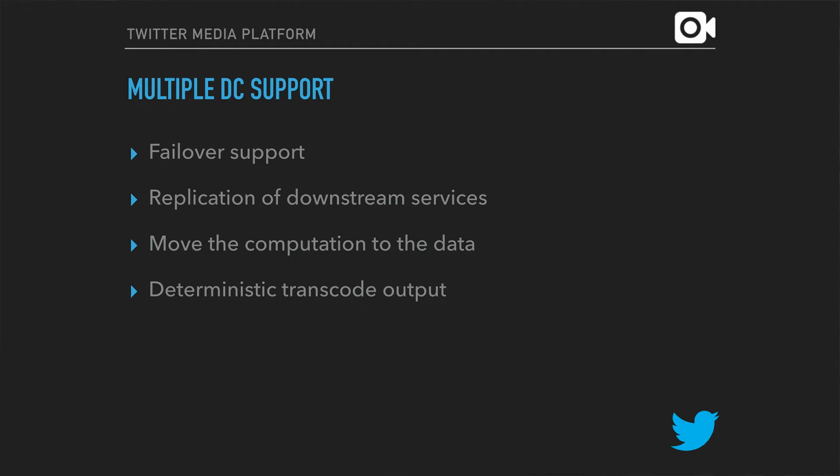We depend on our downstream services, the metadata storage and blob storage, to provide replication services. Whenever we create a file or create metadata in one DC, we rely on them to replicate it to the other DC, so it's always available to us. And we move the computation to the data.